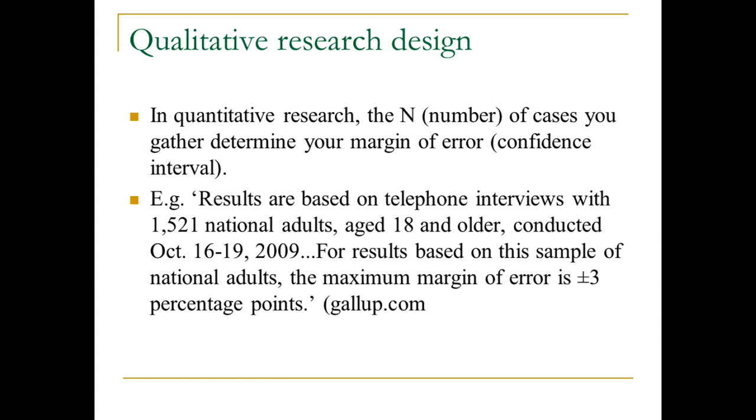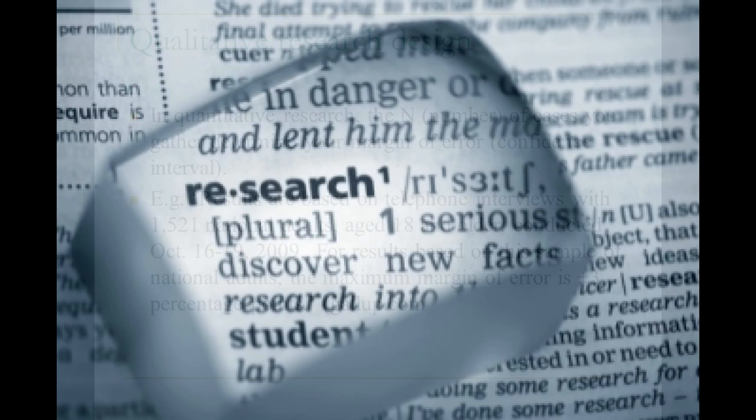In quantitative research, if you gather the number of cases properly with a randomized sample or a stratified randomized sample, this allows you to calculate a margin of error or a confidence interval. For instance, you will often see these sorts of things reported at the ends of surveys. Results are based on telephone interviews with 1,521 national adults aged 18 and older conducted between October 16th and 19th, 2009. For results based on this sample of national adults, the maximum margin of error is plus or minus 3 percentage points.